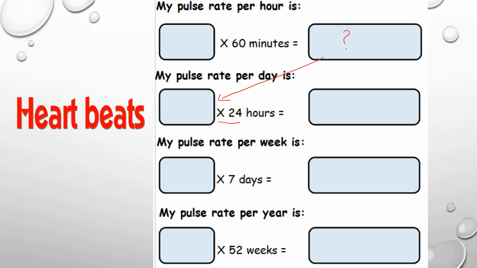To work out your pulse rate per week, because this is for 1 day and we know that there are 7 days in a week, you put this number into here, you times it by 7, and that will give you your pulse rate per week. We know that there are 52 weeks in a year, so for the last calculation, we take this number, put it into here and multiply by 52. So see if you can figure out what your resting pulse rate might be per hour, per day, per week and per year. Turn over to page 30.